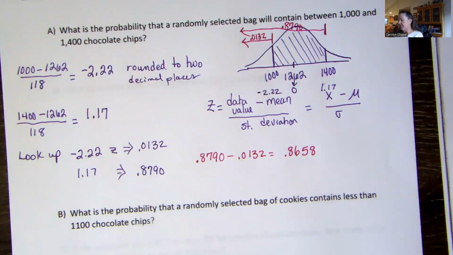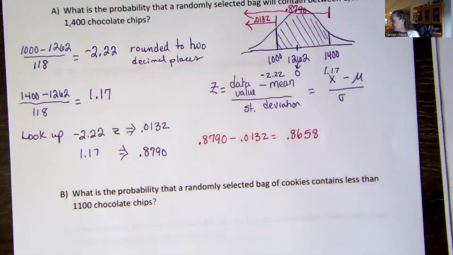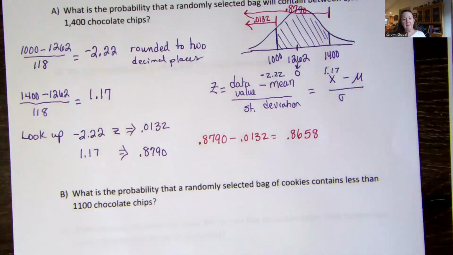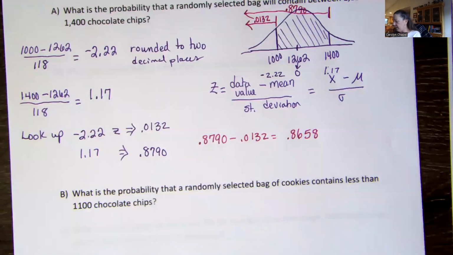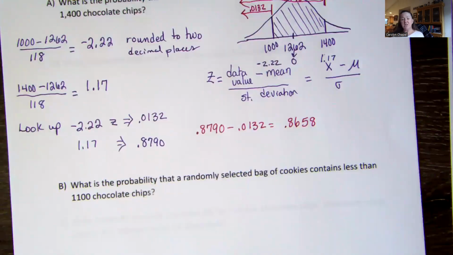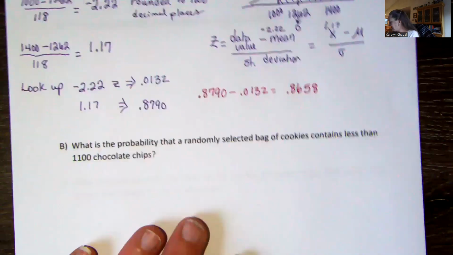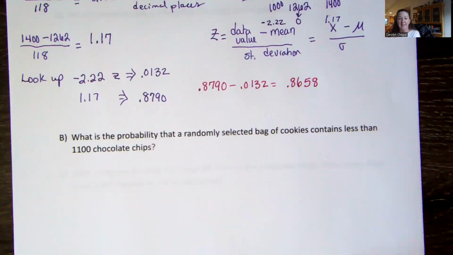We can also think of it as a percentage. About 86.58% of all the bags produced are going to have chips in that region as well. So remember the relationship between probabilities and percentages and all the different terminology that we can use. All right, let's do another one, since these are so much fun.